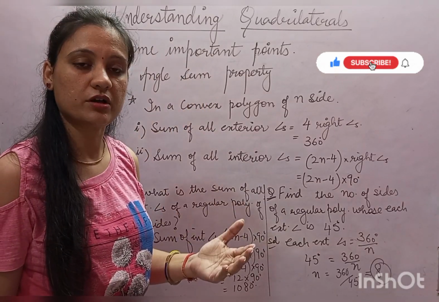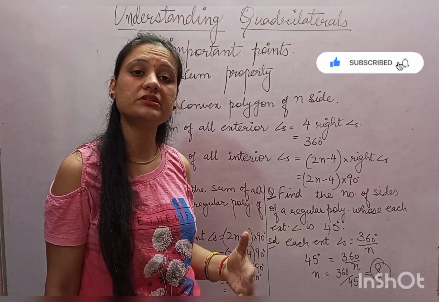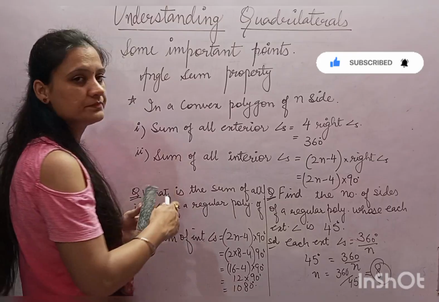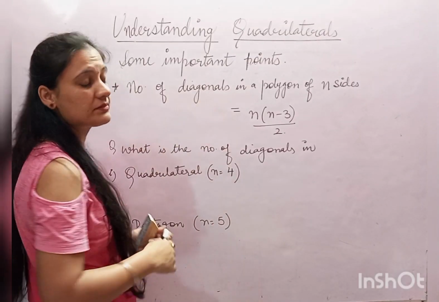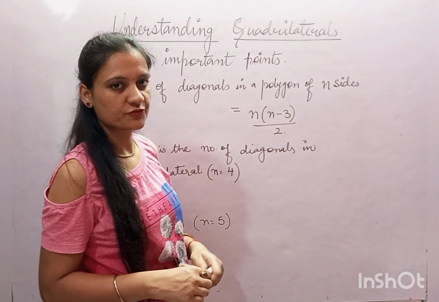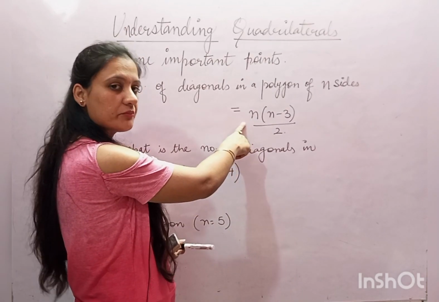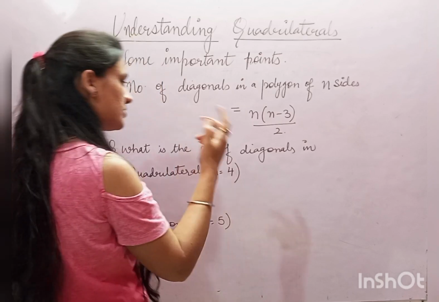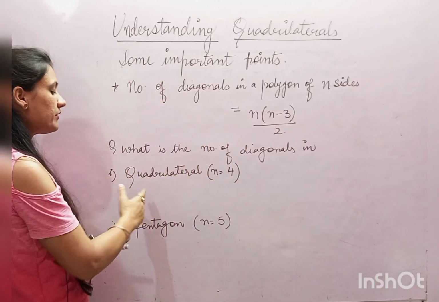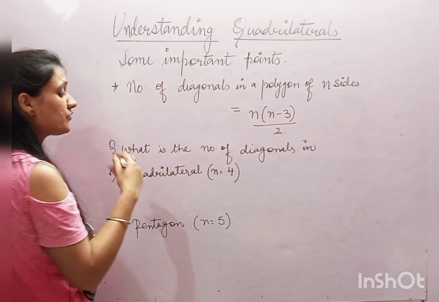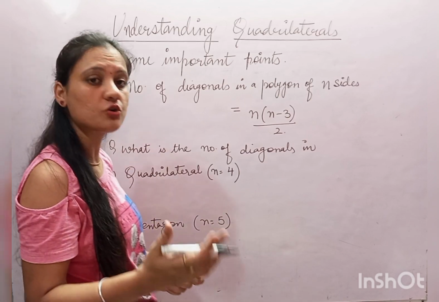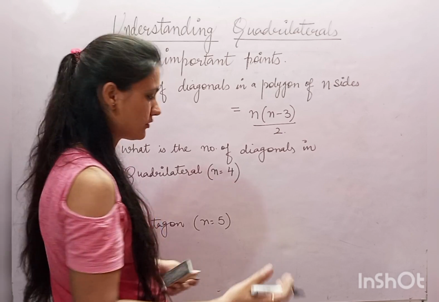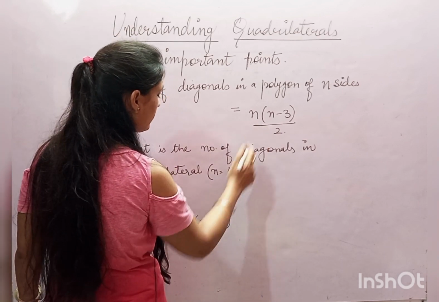Now we are going to talk about the diagonal. How to find out the number of diagonals of a given polygon. Now let's understand. So number of diagonals in a polygon of n sides. So the formula is n, here n is number of sides, n times (n minus 3) upon 2. So let's understand this formula by doing one question. Here they are asking you to find out the number of diagonals in a quadrilateral. And you know in a quadrilateral how many sides are there? 4.